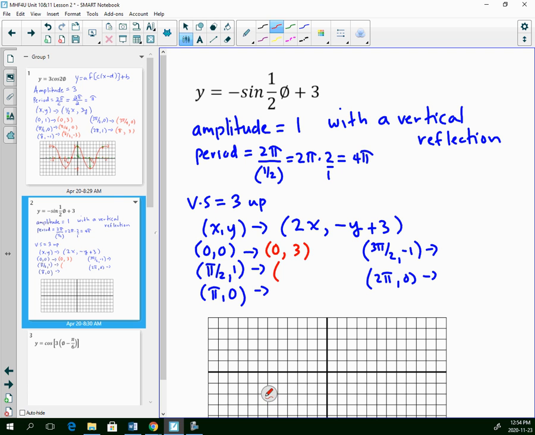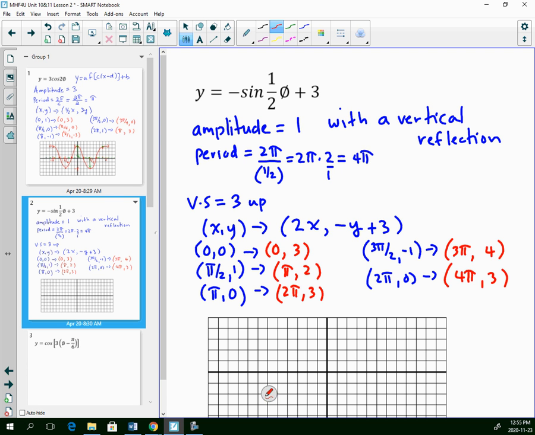Then we have pi over 2 times 2 is just pi. And then -1 plus 3 is 2. Then we have 2 pi and 3. So I can see that my x is going up by pi. 3 pi over 2 times 2 is 3 pi. Once you see a pattern, it's pretty easy to make sure that you get the correct answer. Just be careful with negative signs. So -y, and if y is -1, that's a +1. So it goes up to 4. And then 4 pi and 3.